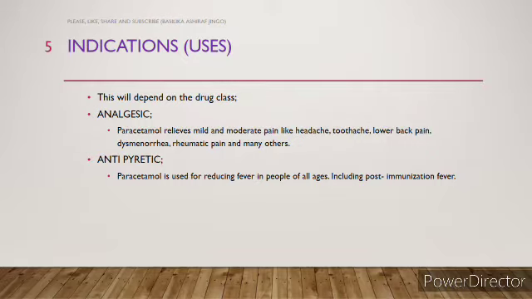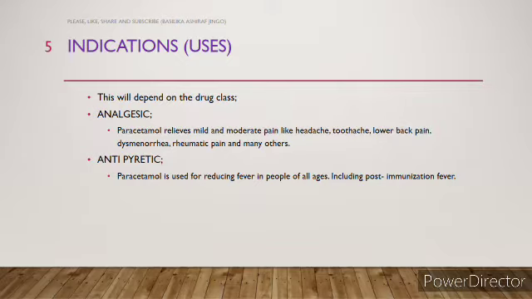So the indications or the uses will depend on the classes of the drug. That is the analgesic class and the antipyretic class. Let's first talk about the analgesic use. How does it help in relieving pain? So which conditions mostly does it help on? We are saying here paracetamol relieves mild and moderate pain like headache, toothache, lower back pain, dysmenorrhea.